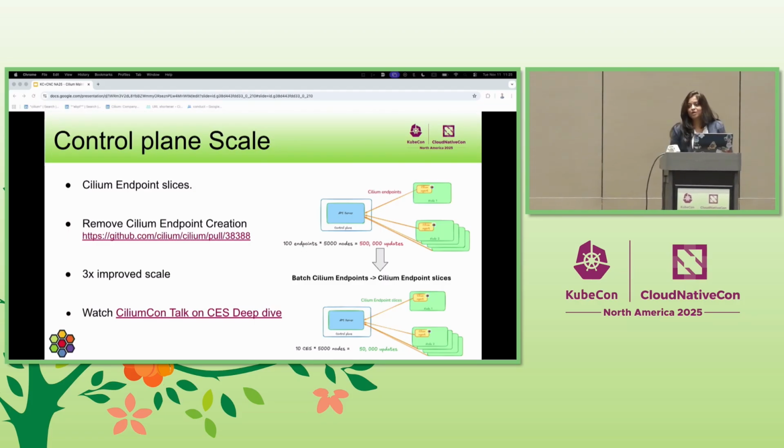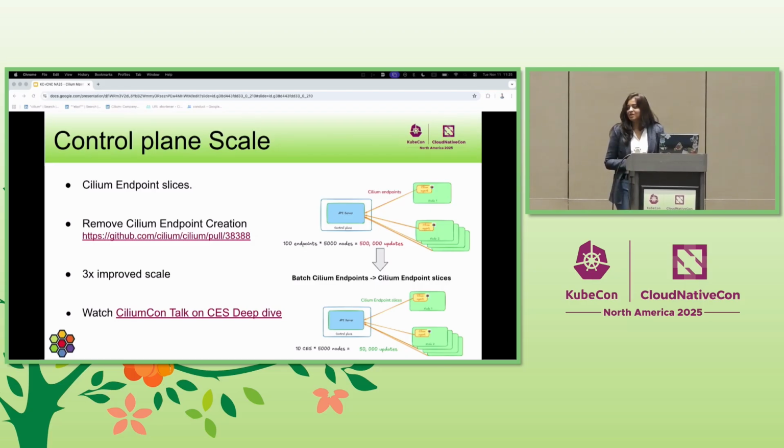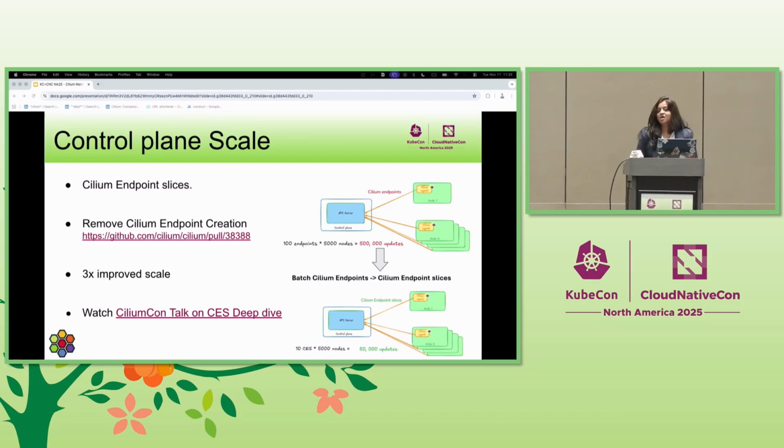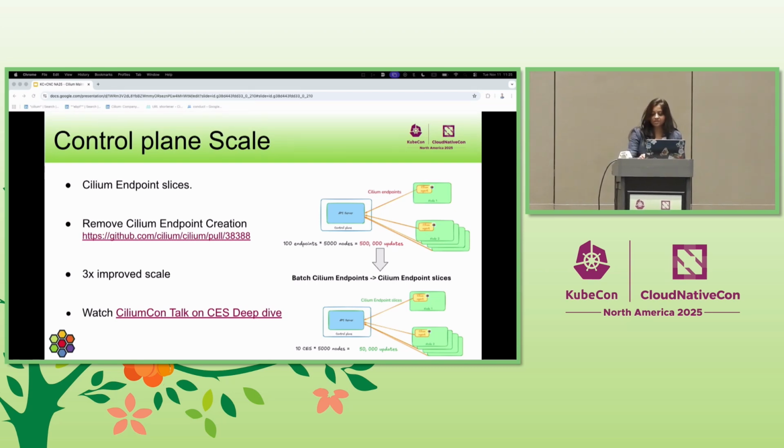There are further details. I don't want to go into further details, but if you are interested, there's a very interesting talk which was given yesterday by my colleagues Tamalwani and Shreya on the workings of the Cilium endpoint slice. So I highly recommend you watch it, to see how this is being built behind the scenes.